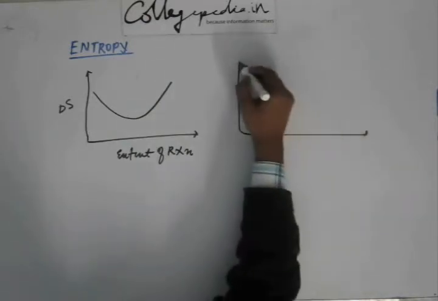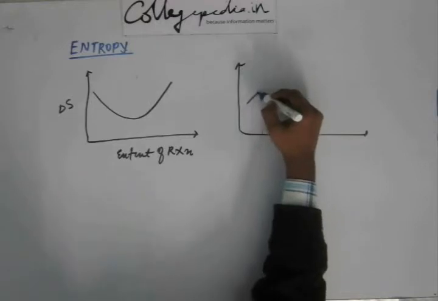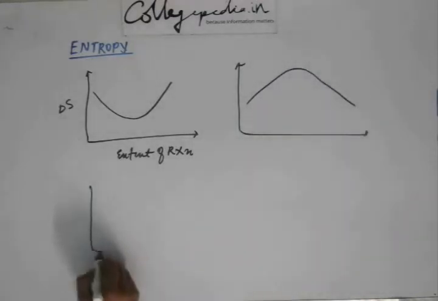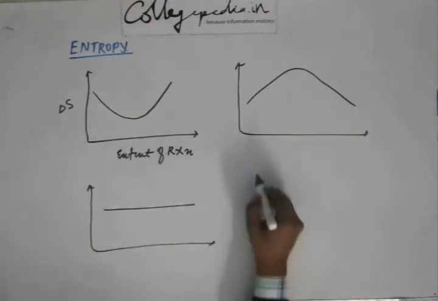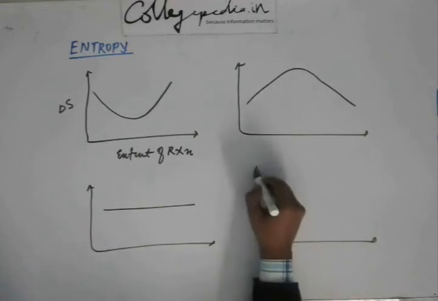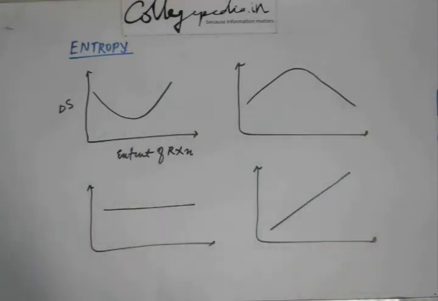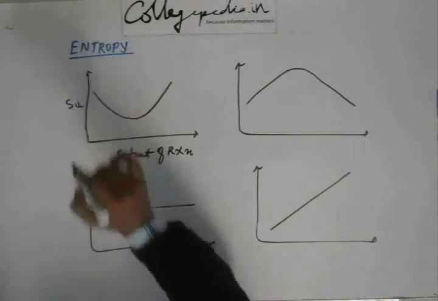In the other case, the graph is kind of an inverted parabola. In the third case, the graph is constant. In the fourth case, suppose the graph is linear like this. The axis remains the same in all four cases. This is not delta S, I'm sorry, this is the entropy of the universe.